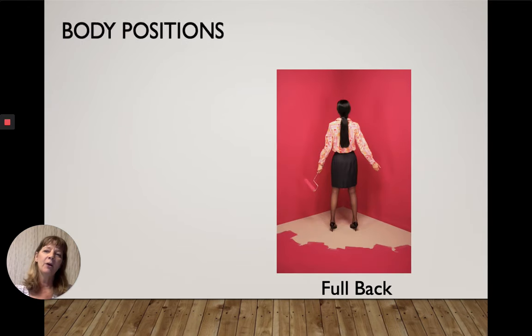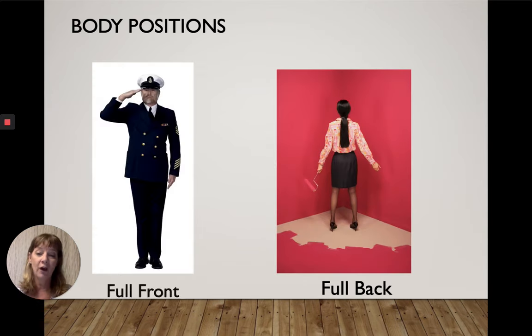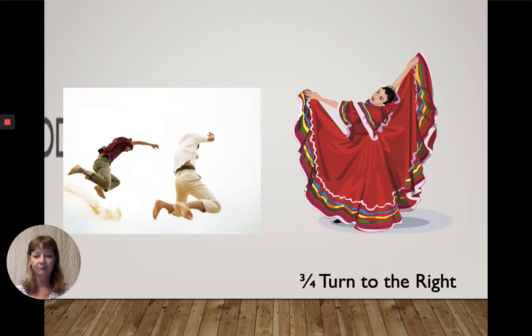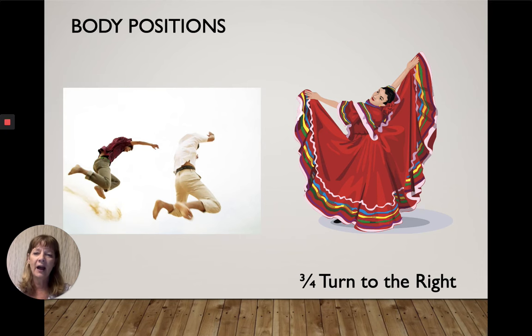Here's an example of full back and full front. Okay, these are the easiest. You're standing straight, looking straight at the audience, or you have your back to the audience, full back and full front. Then we also have 3/4 turn right and 3/4 turn left. This is where you're turning upstage away from the audience, but not full back, just a bit, 3/4 of the way.